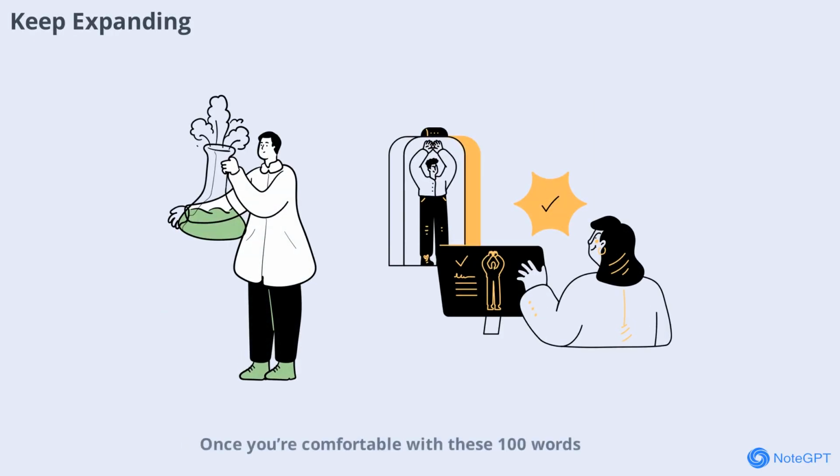Once you're comfortable with these 100 words, start adding more to your vocabulary. The more words you know, the more you can say and understand. But always remember, these basic words are the core of English communication.